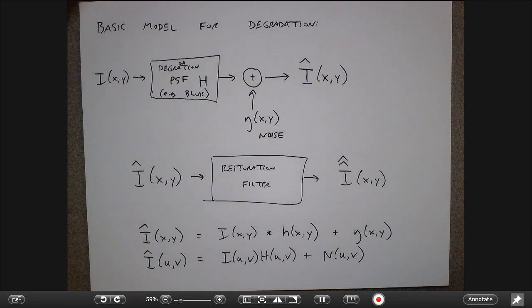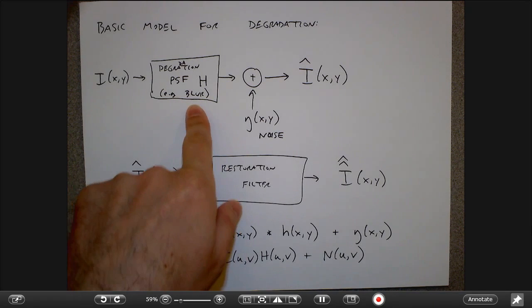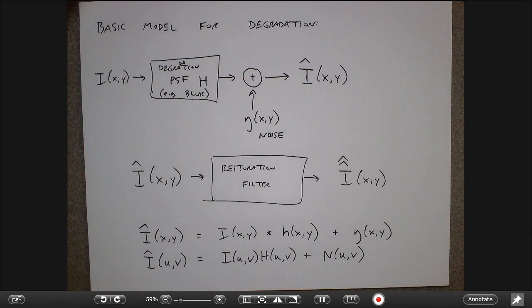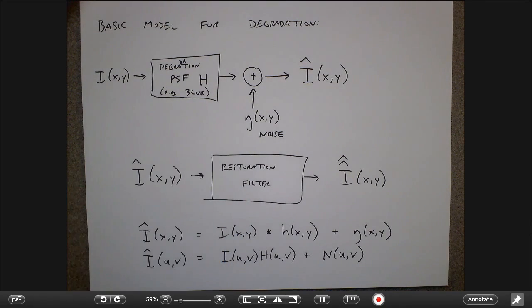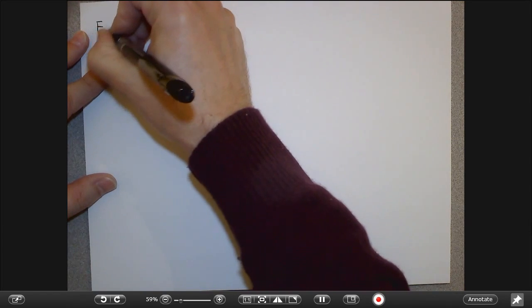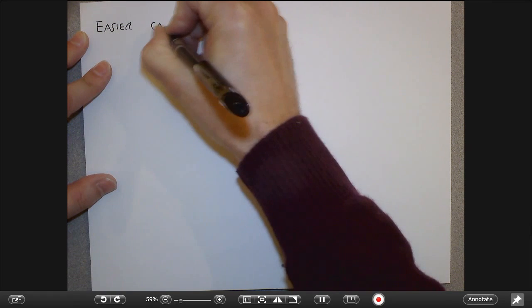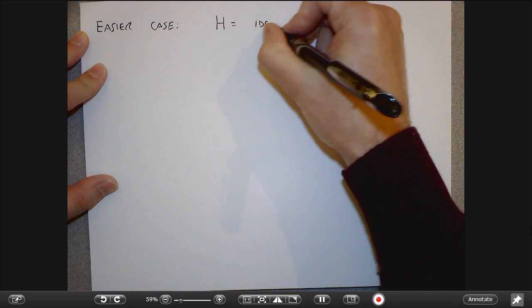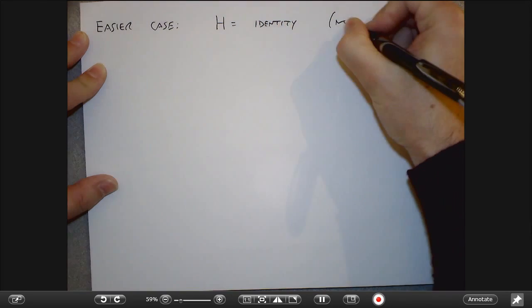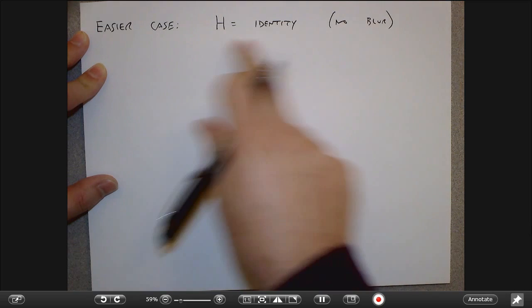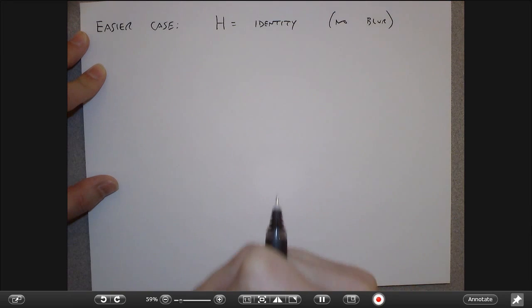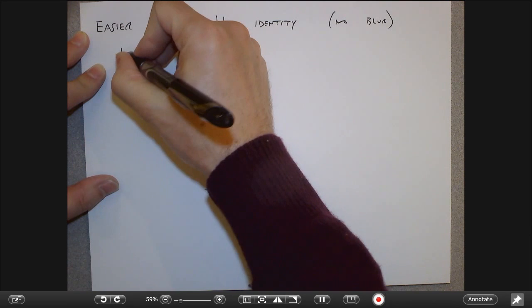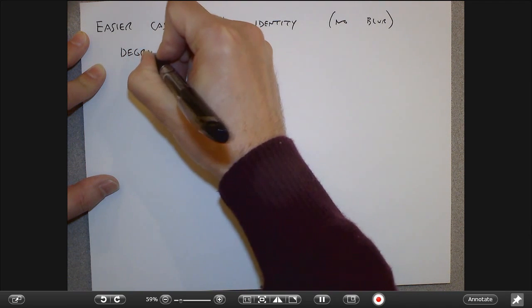Okay. The easiest case is when there's no degradation, there's no blur. This is like the identity function, and the only thing I'm doing is adding noise. So basically I'm not actually doing anything to the image before I add noise to it. The degraded image only contains additive noise.